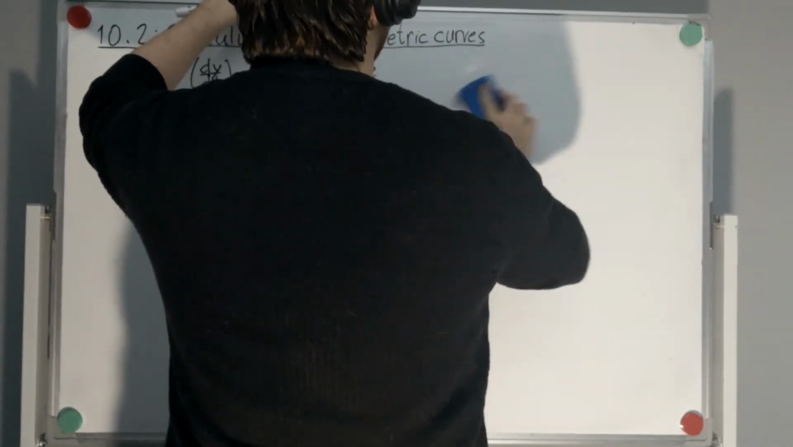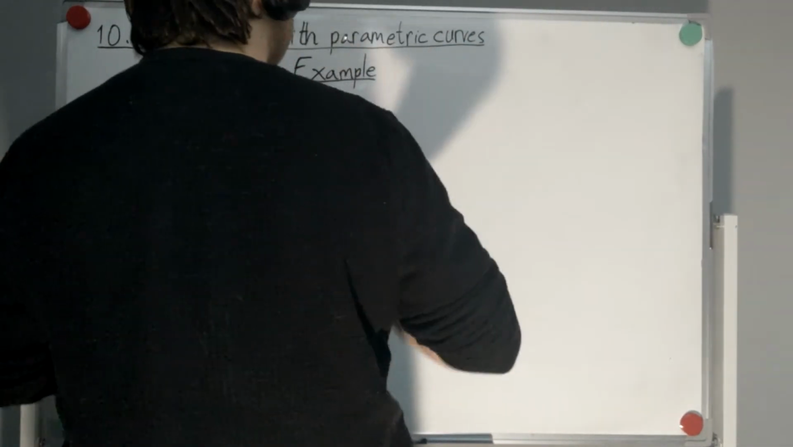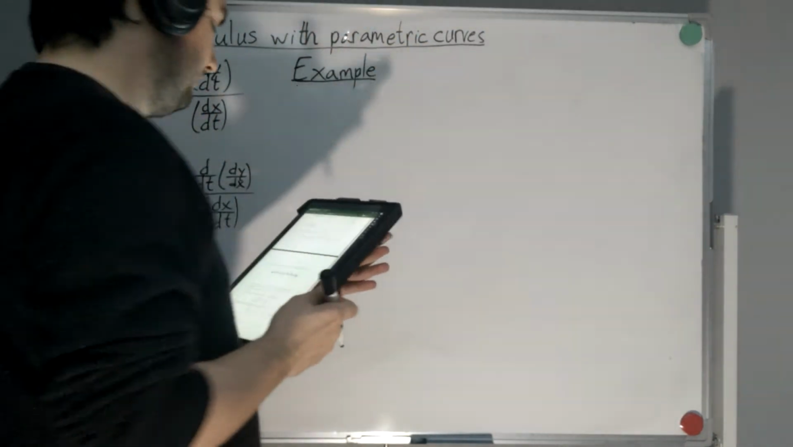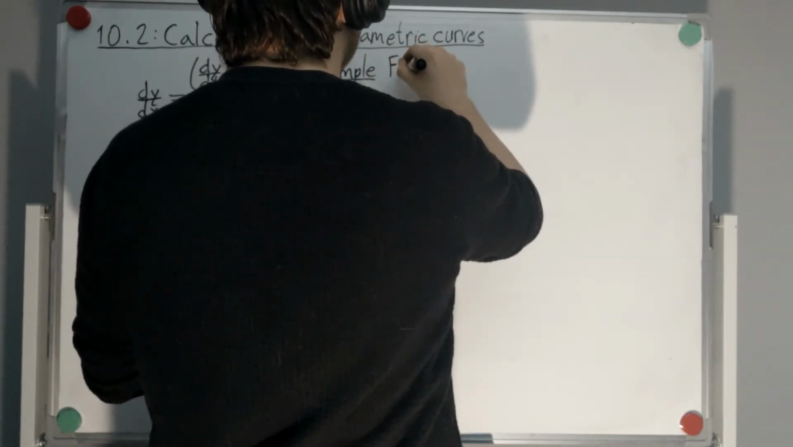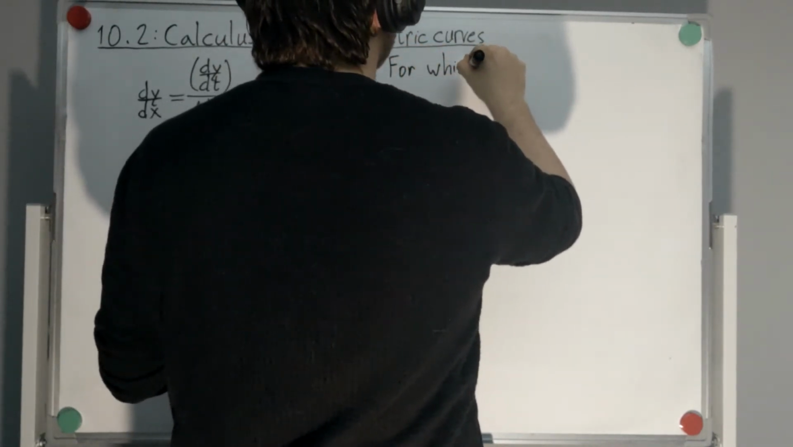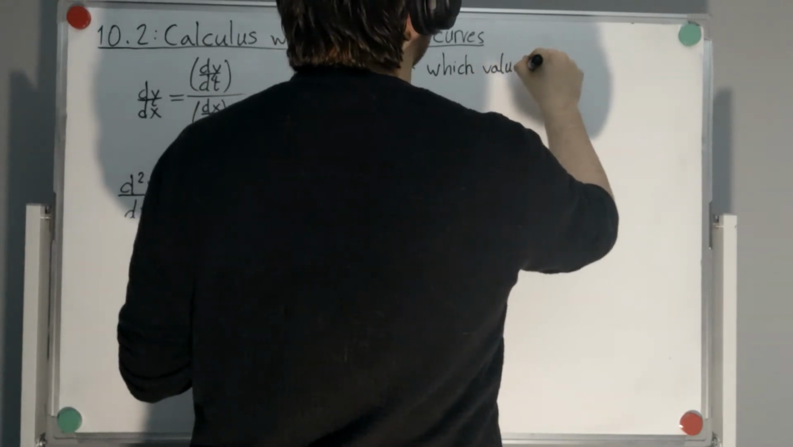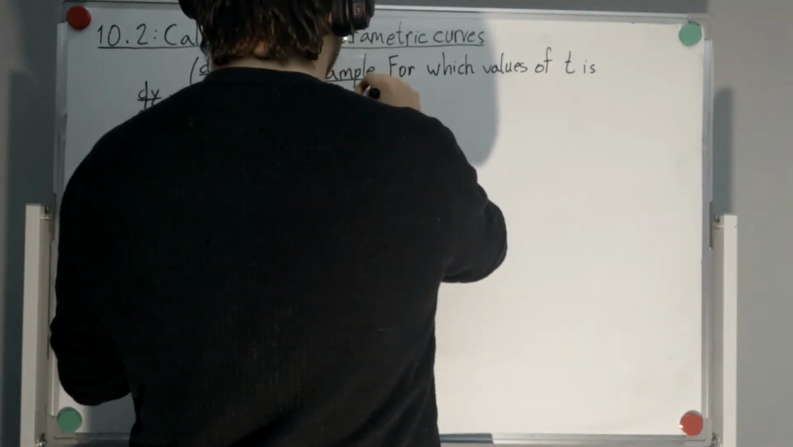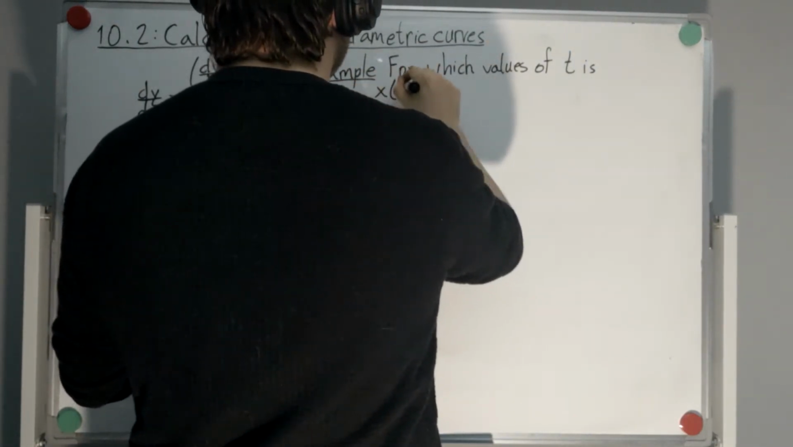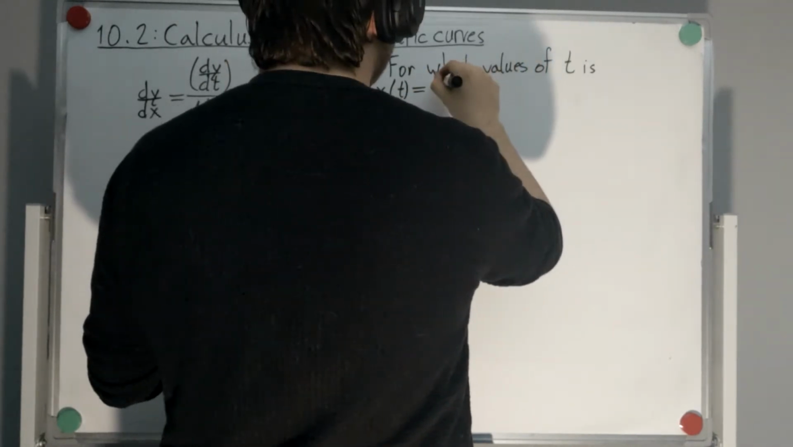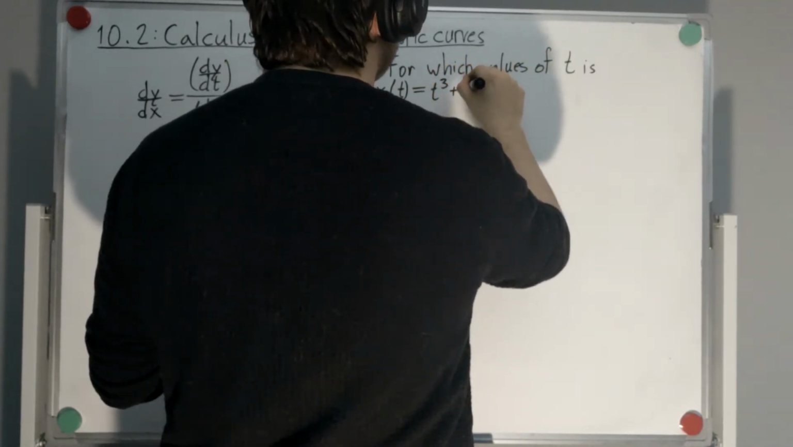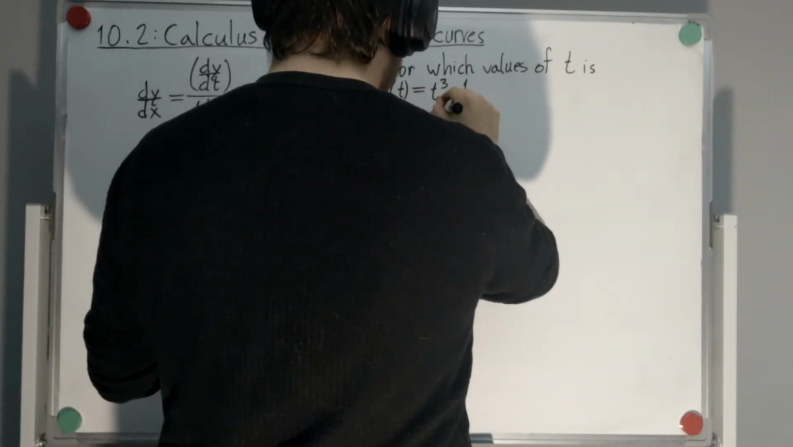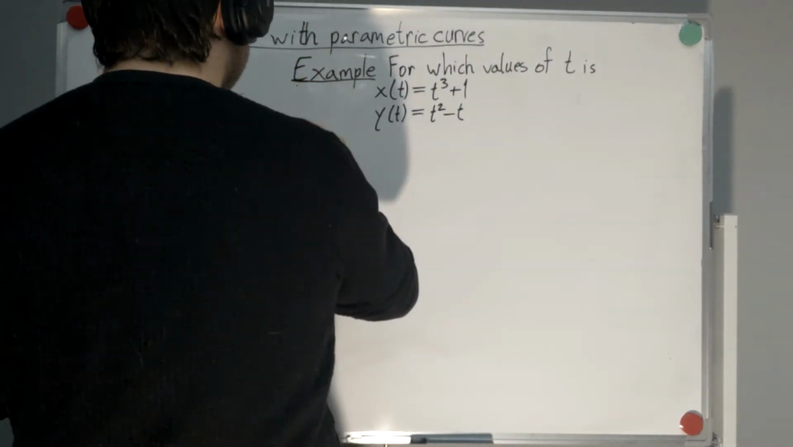So what we are asking for here is for which values of t is the curve x of t equals t cubed plus 1, y of t equals t squared minus t, concave upward.